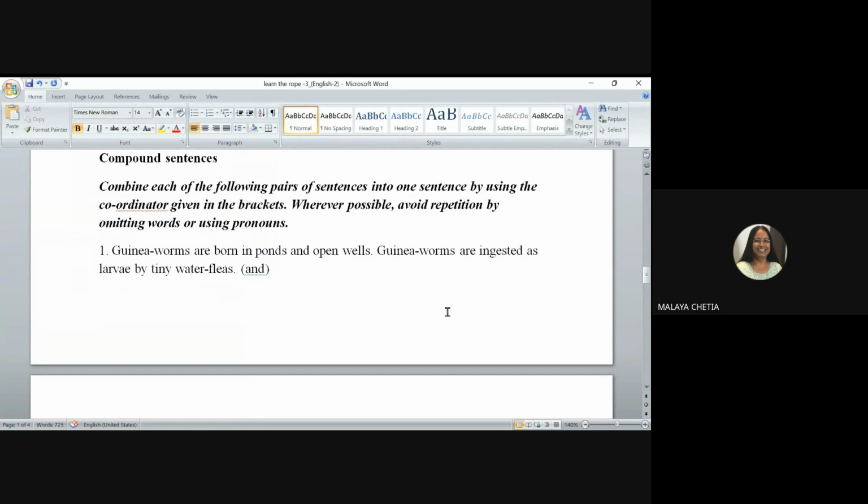Ingested. You just replace guinea worms with they, right? That should be a better way to do that. So guinea worms are born in ponds and open wells, and they are ingested as larvae by tiny water fleas, right? That gives you a good compound sentence. So if the question says wherever possible, avoid repetition by omitting words or using pronouns, I just use they as the pronoun instead of guinea worms. That's all. Okay. Next one.